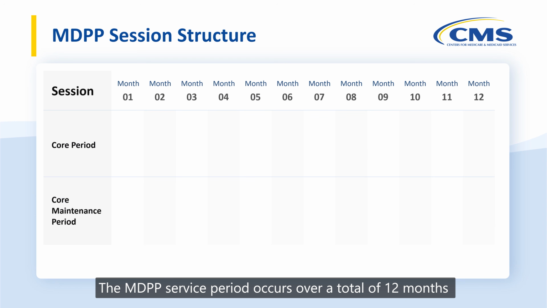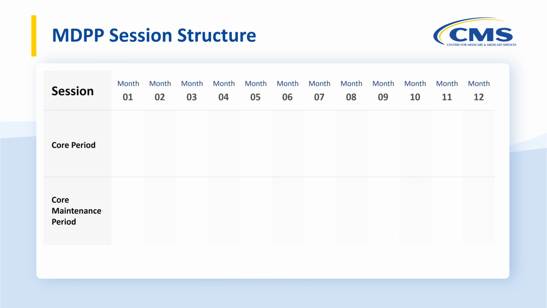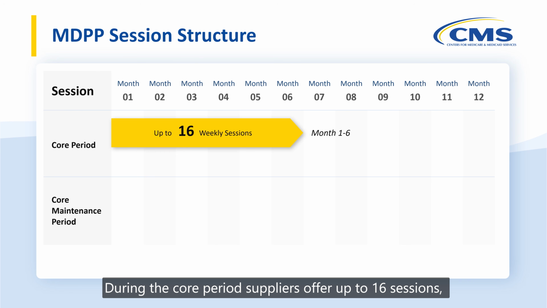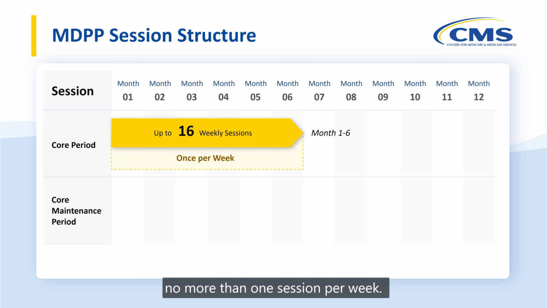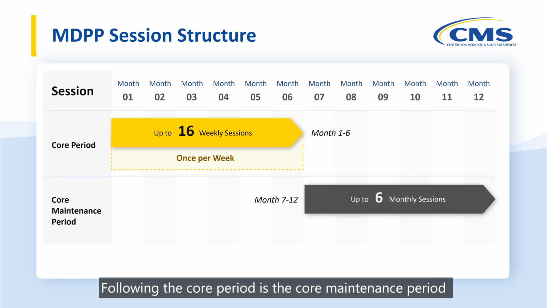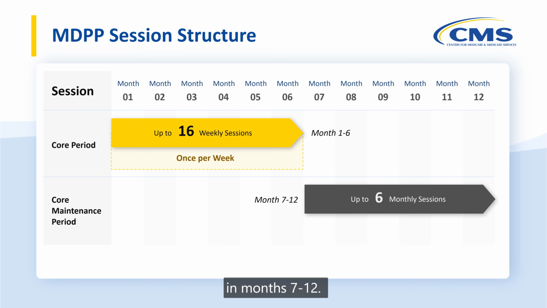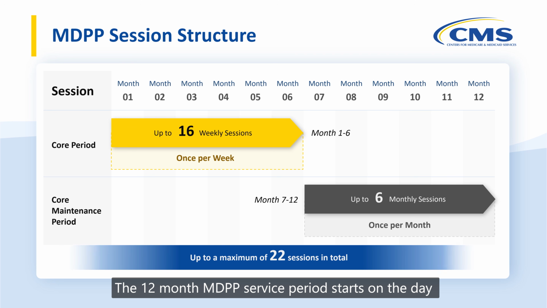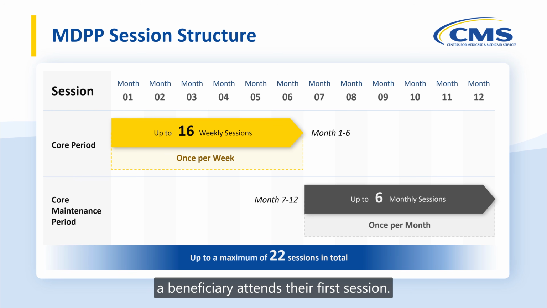The MDPP service period occurs over a total of 12 months and is split into 2 parts. The core period covers months 1 to 6. During the core period, suppliers offer up to 16 sessions, no more than 1 session per week. Following the core period is the core maintenance period in months 7 to 12. During the core maintenance period, suppliers offer up to 6 sessions, no more than 1 session per month. The 12-month MDPP service period starts on the day a beneficiary attends their first session.